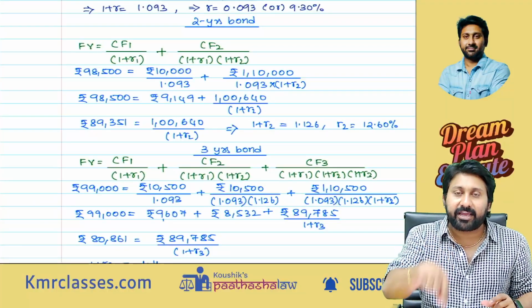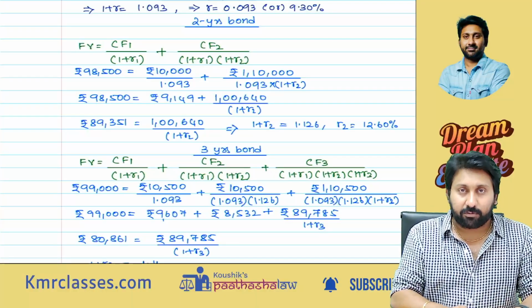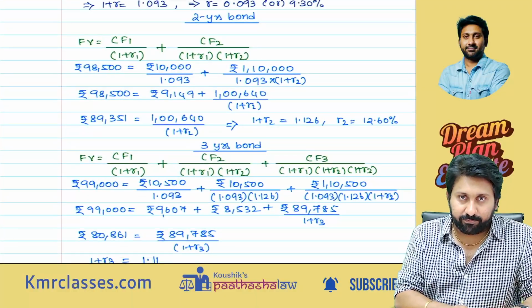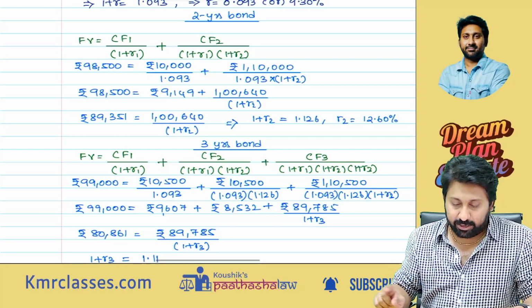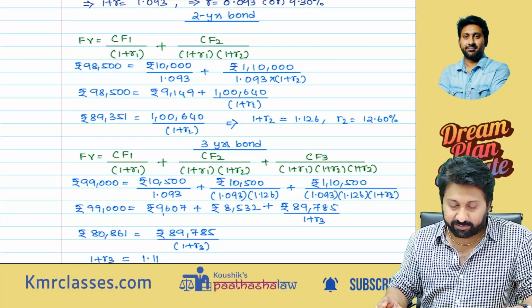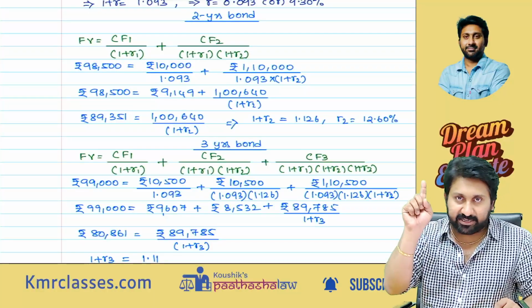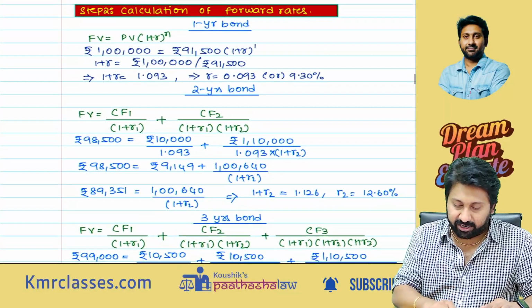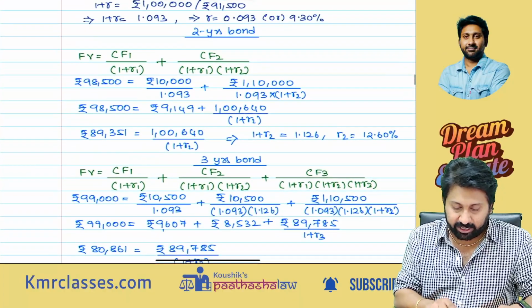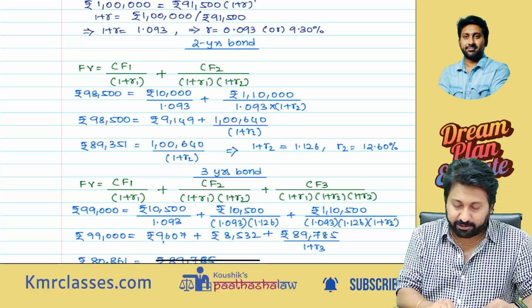This is a question taken from interest rate swaps. So do it here itself. FV, the fair value now, equals cash flow 1 divided by 1 plus R1, plus cash flow 2 divided by 1 plus R1 into 1 plus R2. First, cash flow 1: 10% he has given in the question. 1 lakh into 10%, 10,000 divided by 1 plus R1. Already calculated R1: 1 plus 0.093 became 1.093.